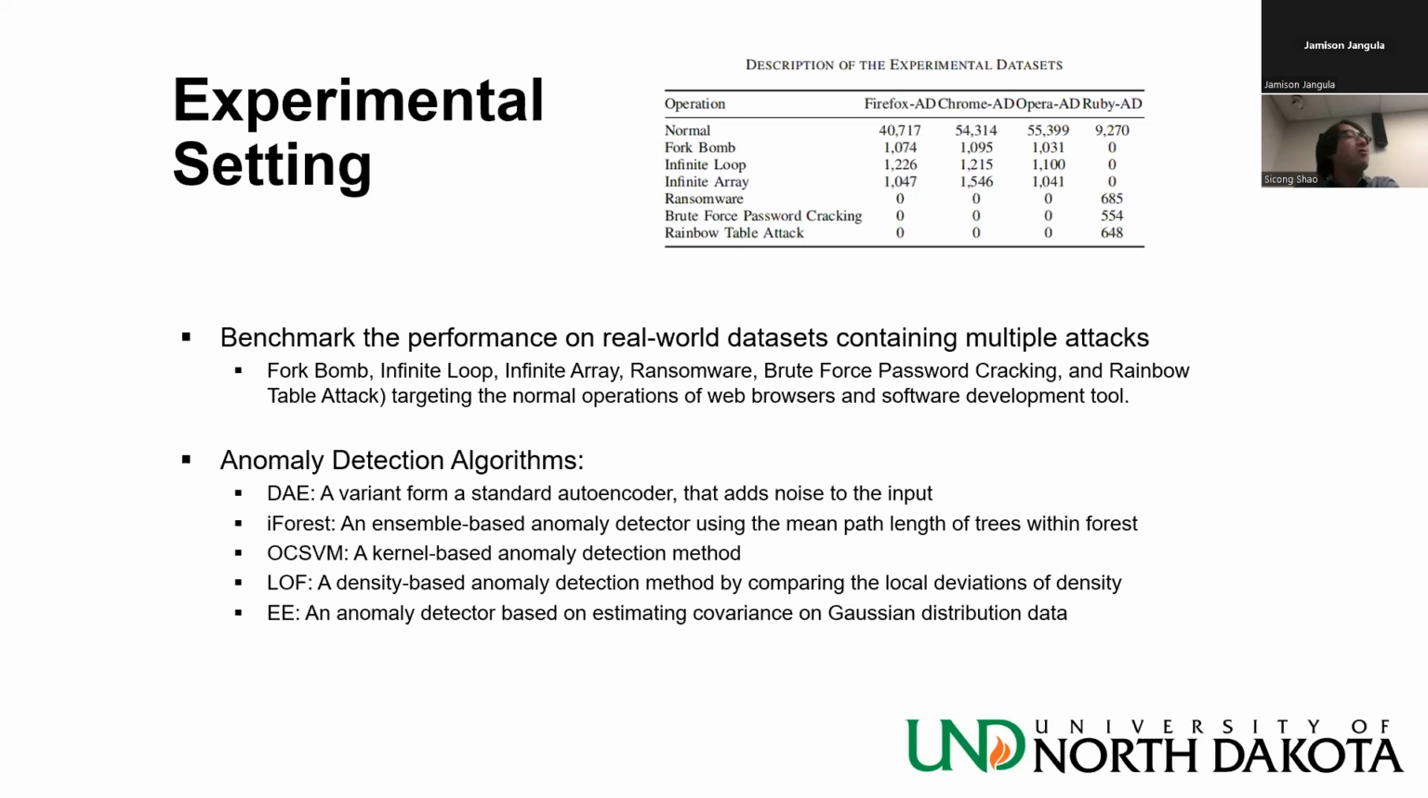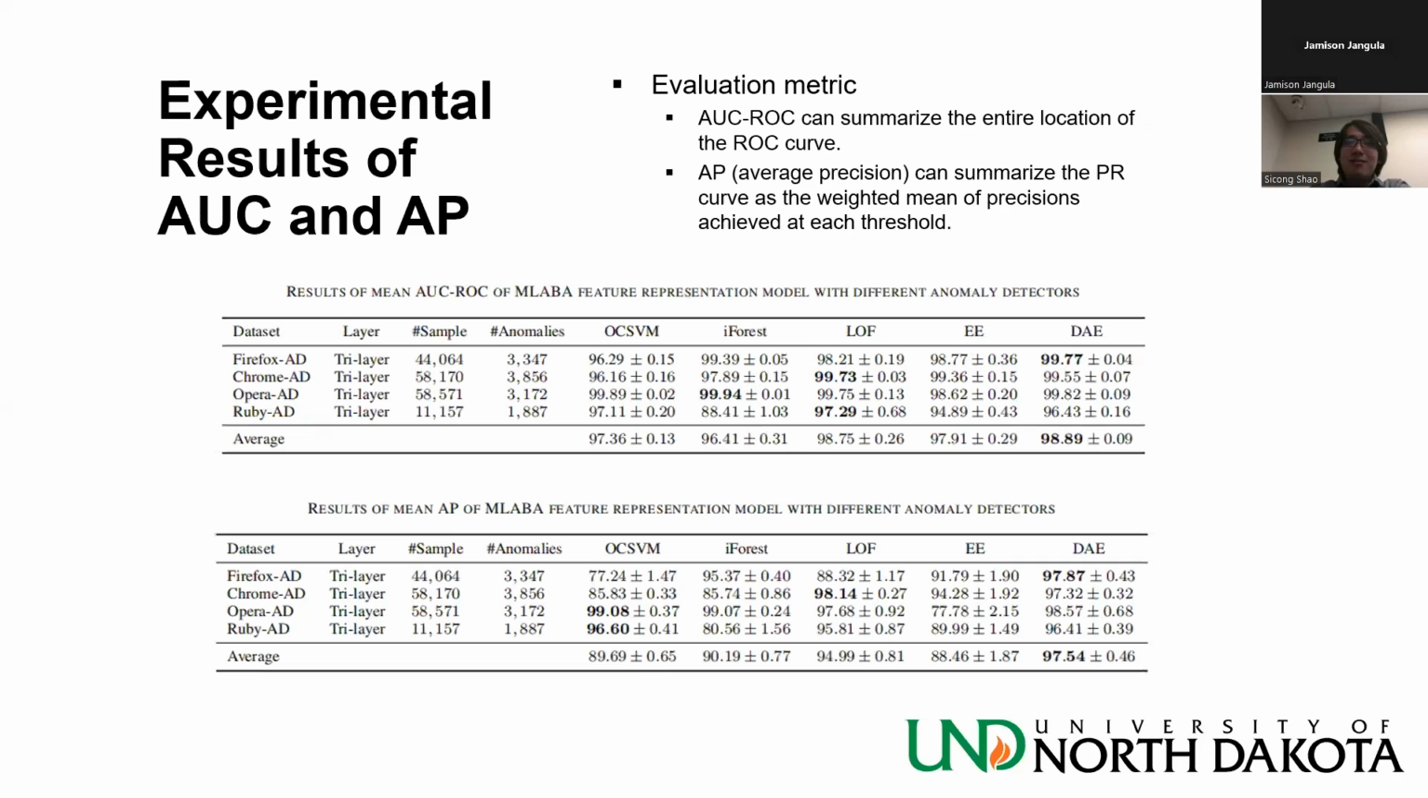with some shallow-based anomaly detection approaches, such as isolation forest, one-class SVM, local outlier factor, and also E. Okay, so as you can see, and also we evaluate. We use the AUC ROC curve and the precision recall curve to evaluate the performance of the different anomaly detection models. And for the feature representation stage, all of them are using the MLBA feature representation model.